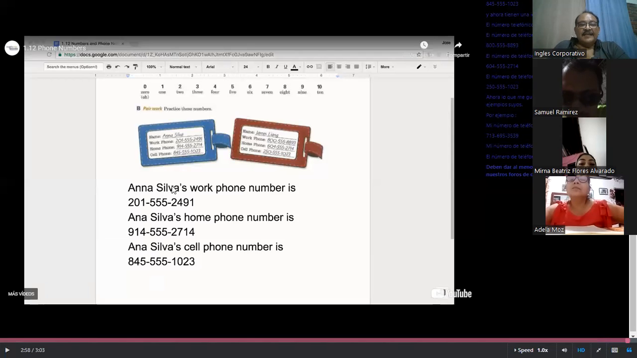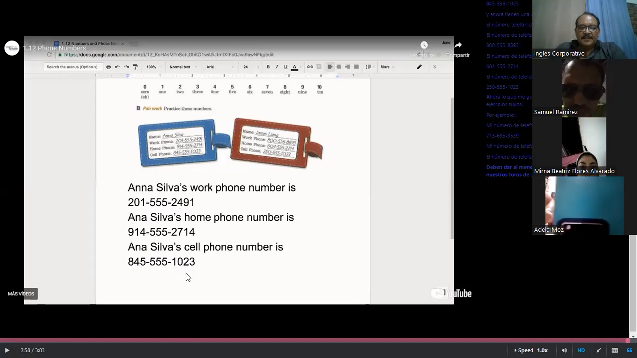Okay, if you see here, it says, Ana Silva's work phone number is. Esto que ven acá significa de. El número de trabajo de Ana Silva. Silva es el apellido brasileño, right? Es, aquí, 201-555-2491. Ana Silva's home phone number is 914-555-2714. And Ana Silva's cell phone number is 845-555-1023. The easy thing here is that you have to say the numbers basically from 1 to 10. Okay? Es de acordarse de los números del 1 al 10 y decir su número telefónico.